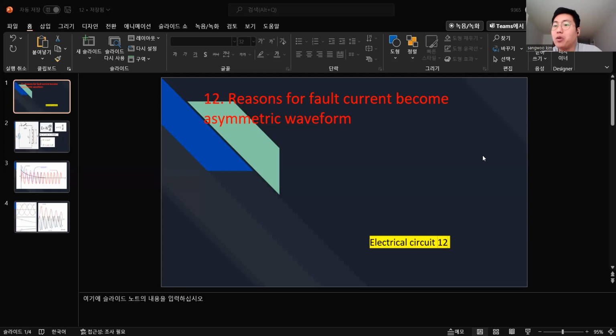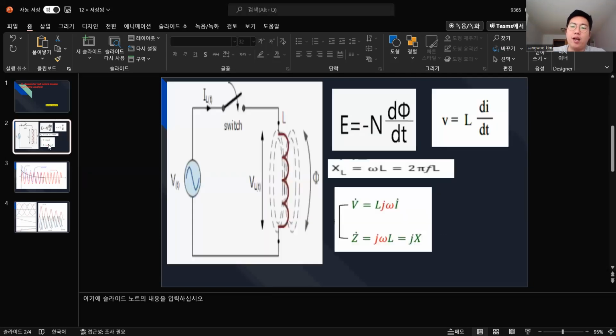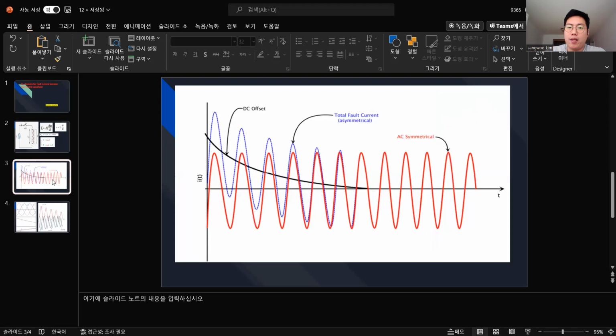Today we will learn about the inductor part. What I mean is we want to know why the fault current, for example the short current, has a waveform that is kind of asymmetric. So today we will learn why it becomes an asymmetric waveform. The result is because of the inductor. I will explain more. Let's move on.